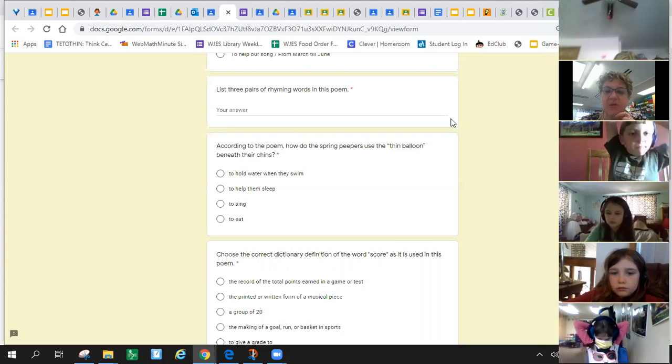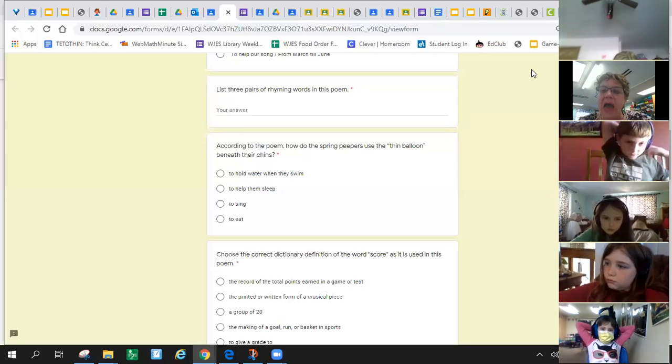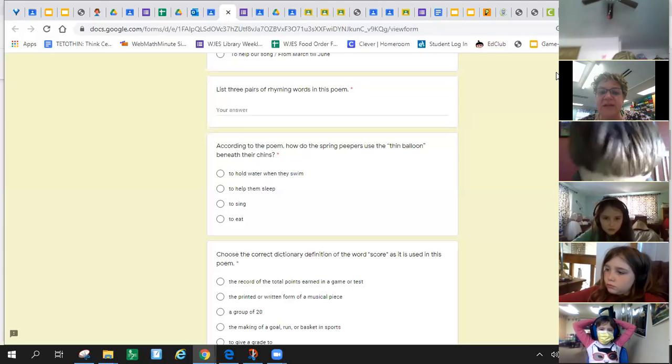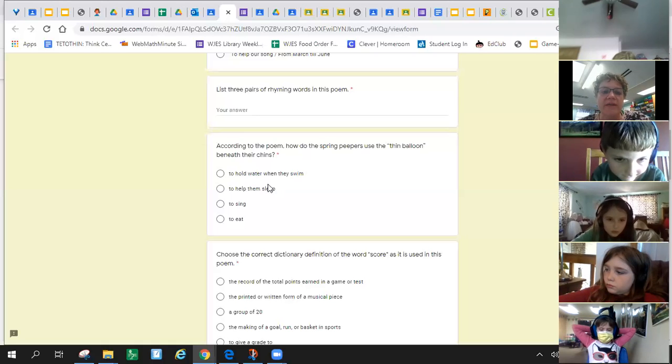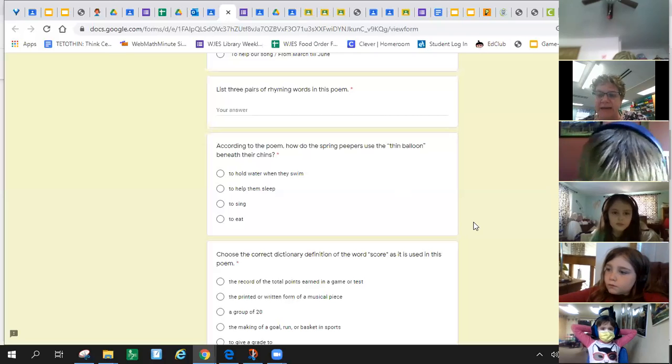3 sets of 2. So a total of 6 words are going to be in your answer. All right, the next one says, according to the poem, how do spring peepers use the thin balloon beneath their chins? To hold water when they swim, to help them sleep, to sing, or to eat. So by going over these questions ahead of time, you kind of know what to look for when you're reading. So keep that in mind as well.